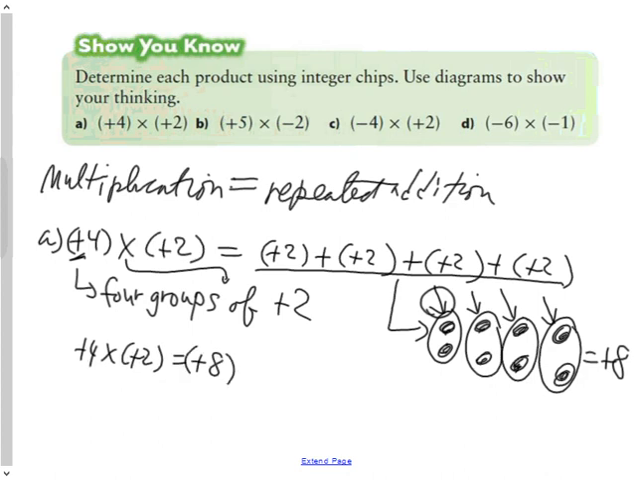And we know this because this is actually a grade 3 question. It's really the same thing as 4 times 2 equals 8. It equals 8. Same question.